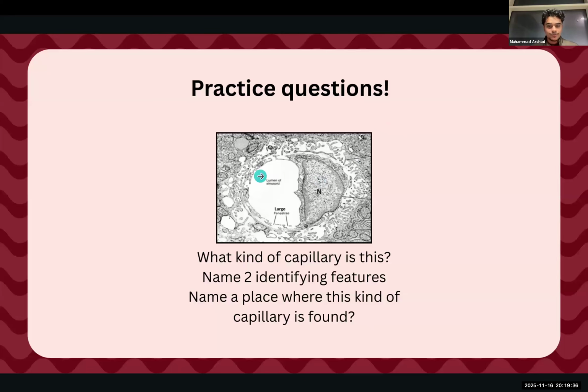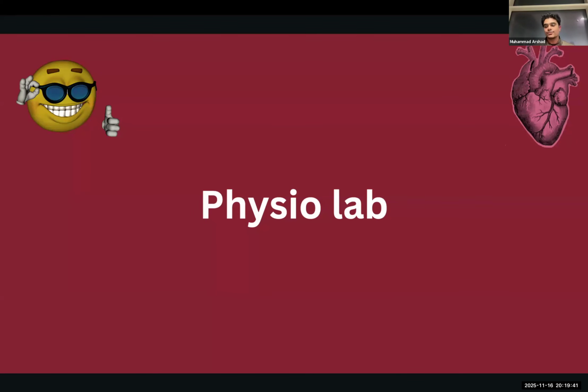So we finished up with all of anatomy, all of histo, and now we just have this physio lab, and then we're done with the cardio section completely. Okay, I guess we should just get straight into it, and then we can take a break right after this, okay?